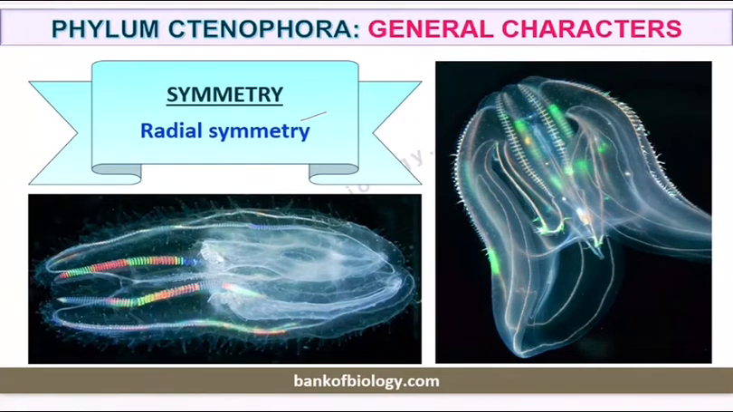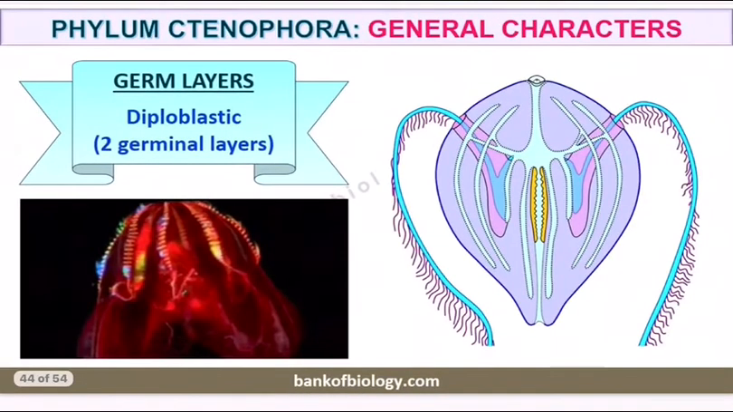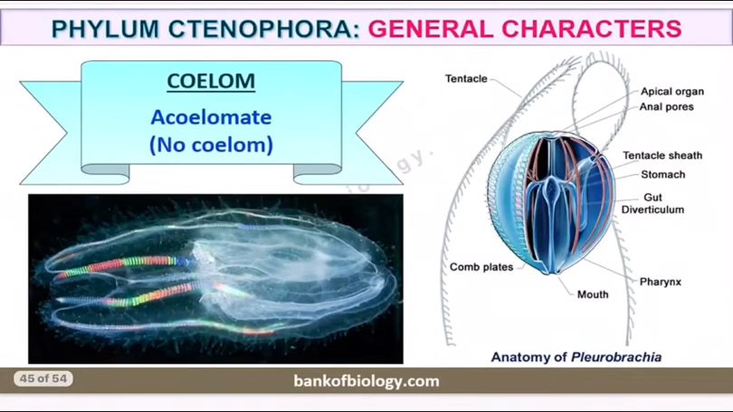And symmetry is biradial, which means there is a mixture of radial plus bilateral. So even though it appears like radial symmetry, to be specific, they are all biradially symmetrical, as you are able to see. And they have two germinal layers during the embryonic stage. Diploblastic means there is ectoderm and endoderm. So the animals are biradially symmetrical, diploblastic with tissue level organization. And they are still acoelomates. They have no body cavity.